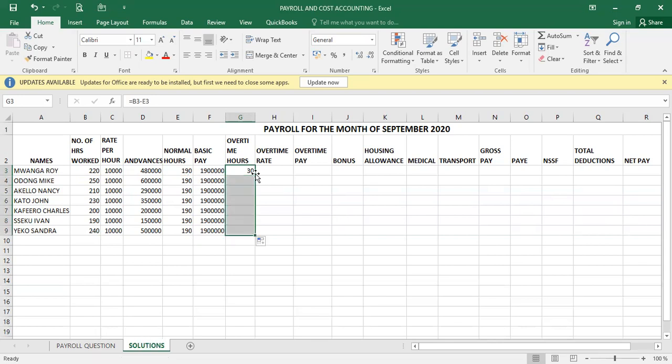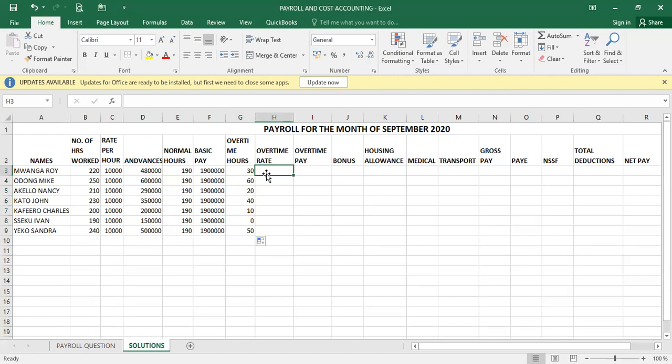You double click. Ivan is not going to be earning overtime because he did the same hours we are supposed to work for. He spent only 190 hours, and those are the ones worked for. That's why here it is a 0.